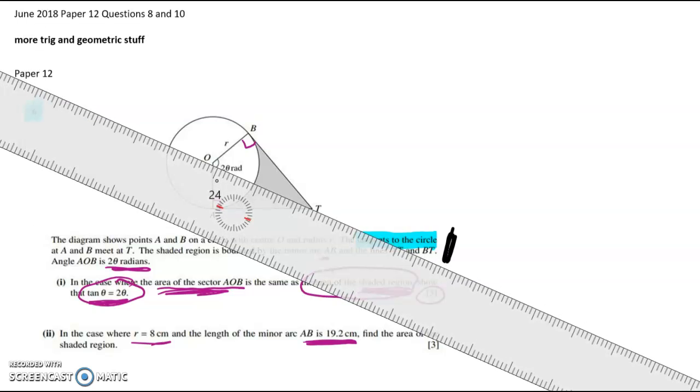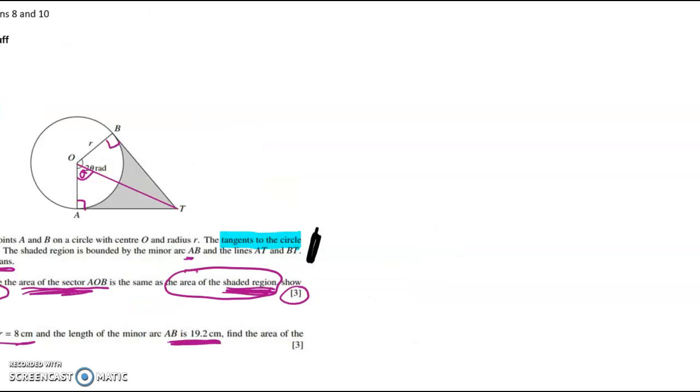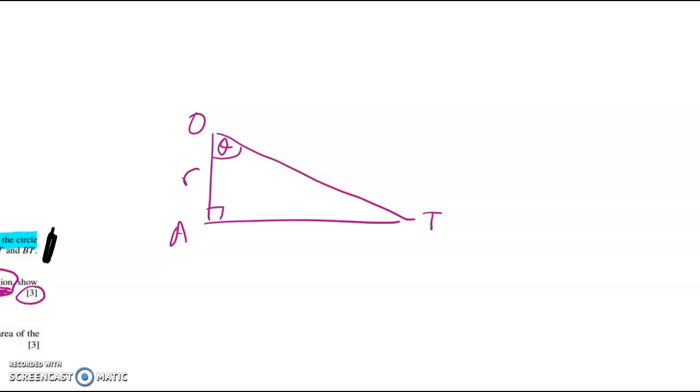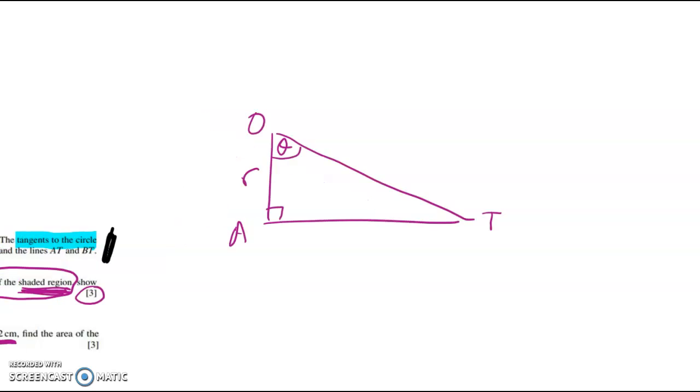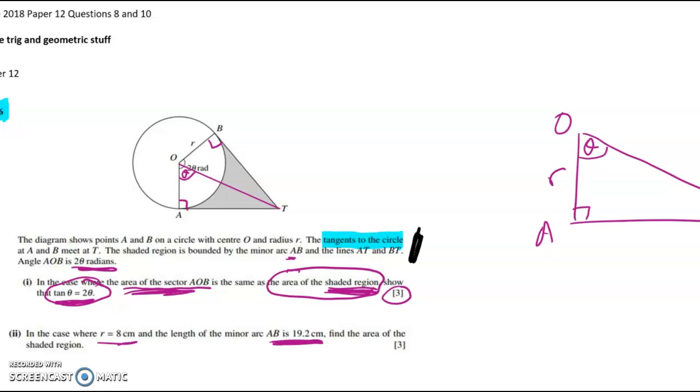Let's draw a nice line with a ruler. There we go. And I'm going to pick on one of those triangles. I'm going to do OAT. So OAT and OBT are identical triangles, and the angle here is going to be theta. Right, so here's A, and here's O, and here's T. This angle here is theta, and this is the radius here. We want to find the area of the shaded region.